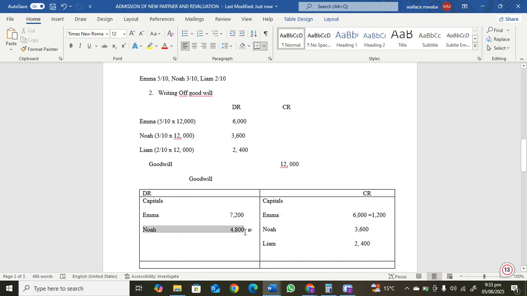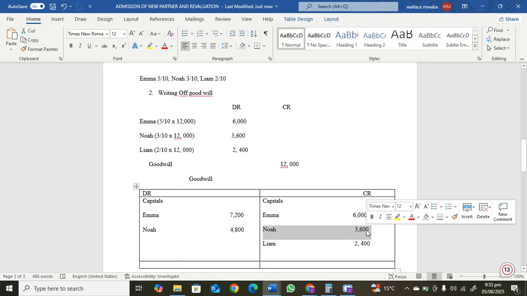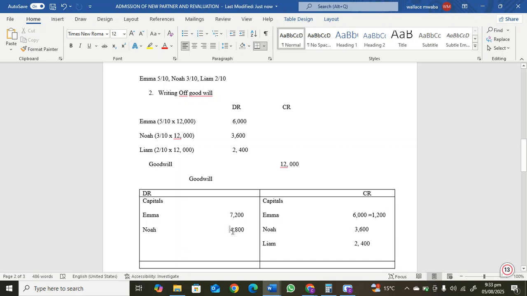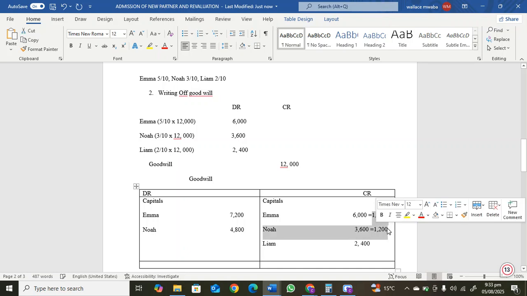Noah also 4,800. Now it's gone down to 3,600 due to Liam joining in. How much has Noah lost out? 4,800 minus 3,600, 1,200. So 1,200 needs to be compensated to Emma, and also another 1,200 needs to be compensated to Noah.